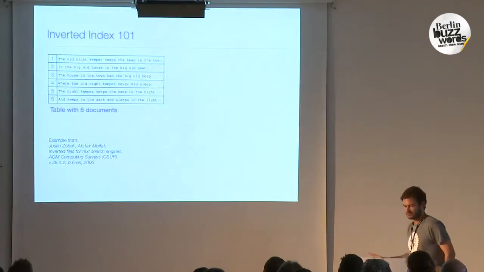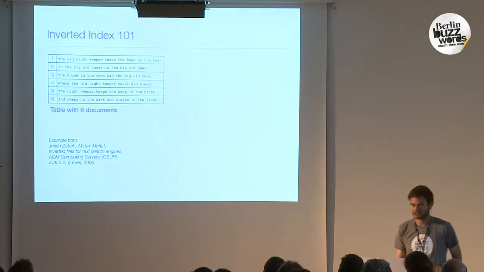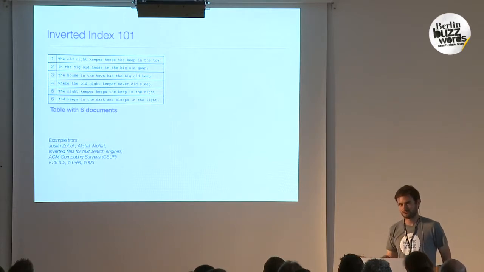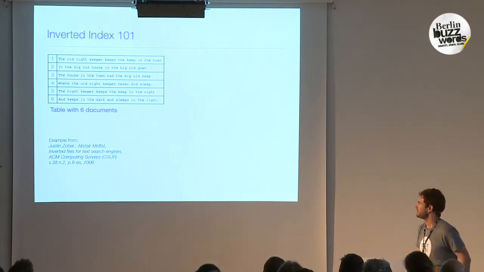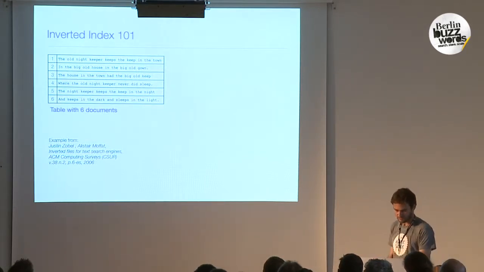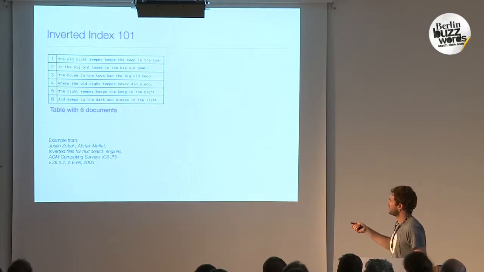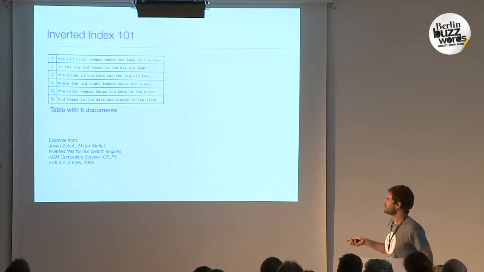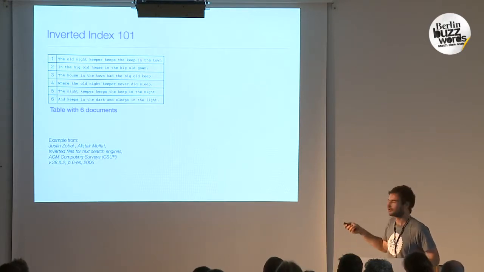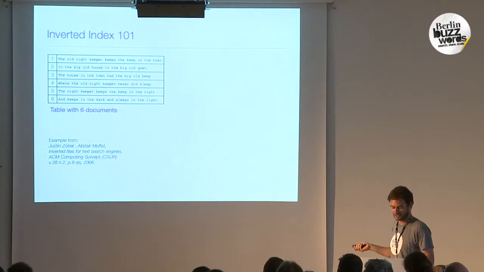To get started, I want to talk quickly about what an inverted index is. I'm sure a lot of people know it, but just for those who don't, I want to mention it quickly. That's how Lucene works and pretty much any search engine in the world. So let's say we have these six documents here in this table. It would be pretty slow, if you want to search for a word in these documents, to just scan all those six documents to find the right one.